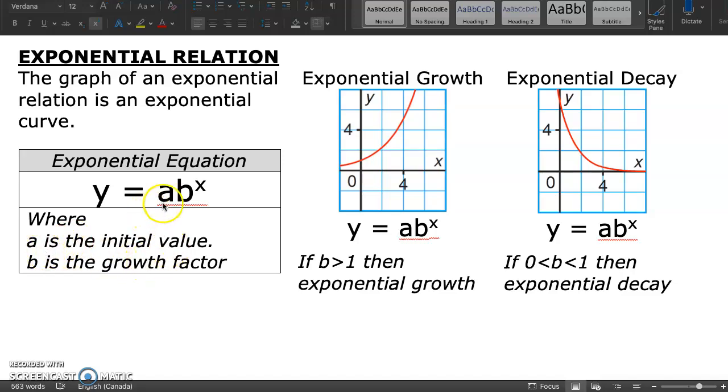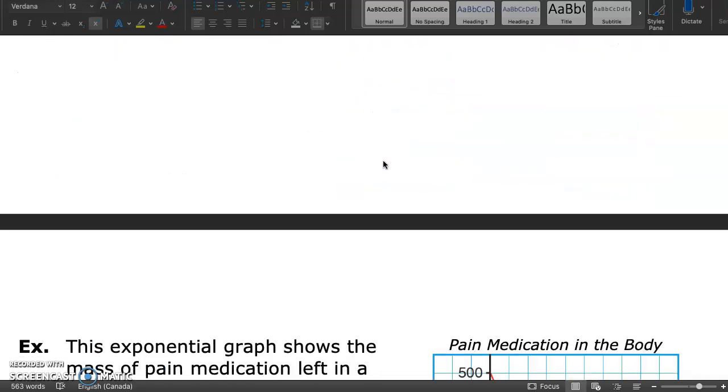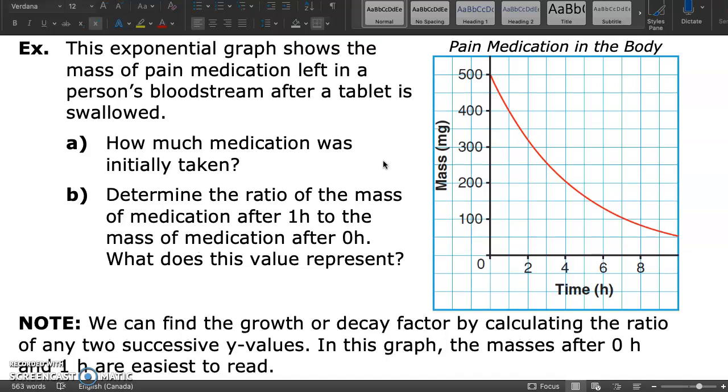A represents the initial value, where it began, on the y-axis or y-intercept. B, the growth factor, tells you that for a certain increment, what percentage growth or decay is occurring. So what number can I multiply to get from one stage to the next? So we'll see this in this context.